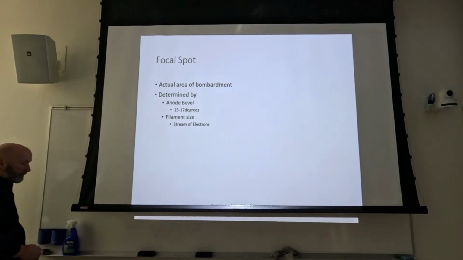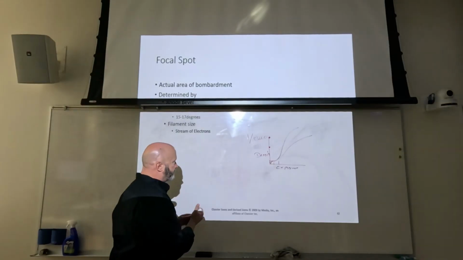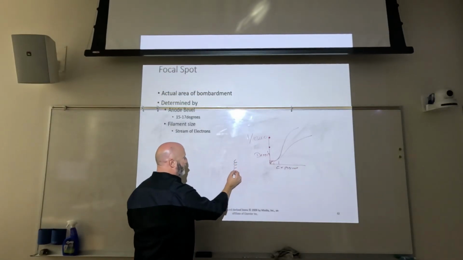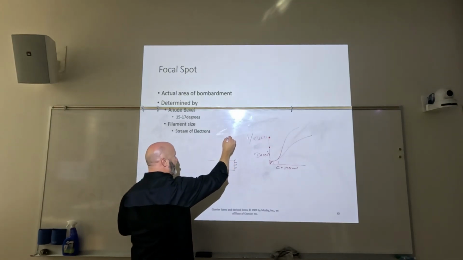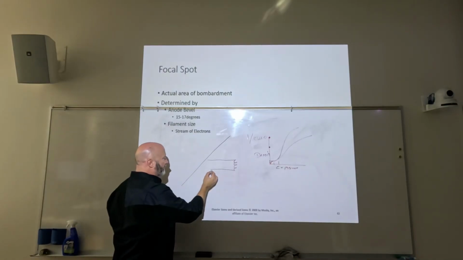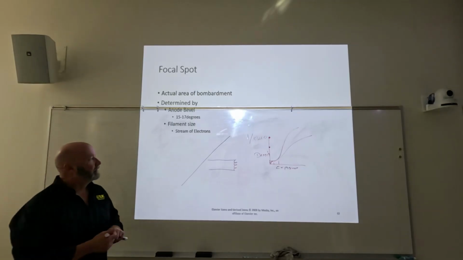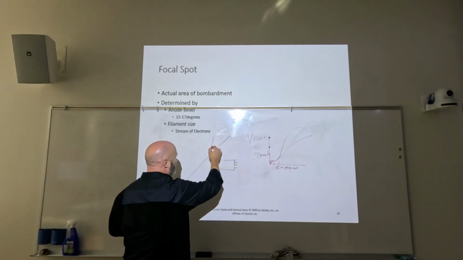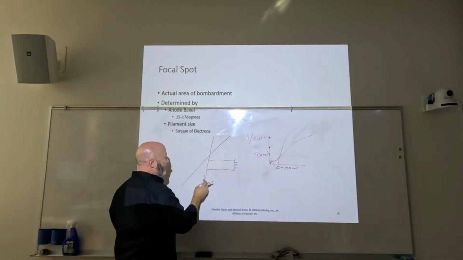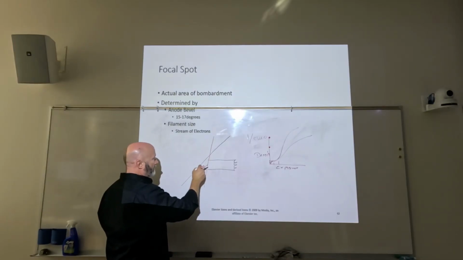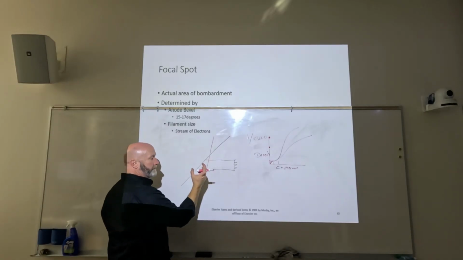I shouldn't have brought that down yet. What I mean by that is, if we have a filament here, we've got a stream of electrons that come across directly from the filament, and we've got an anode bevel that's at about a 45-degree angle, and we compare that to an anode bevel that's at, say, a 17-degree angle. And we follow this stream of electrons out. We've got an area of impact that's that big on the 17-degree bevel, okay?